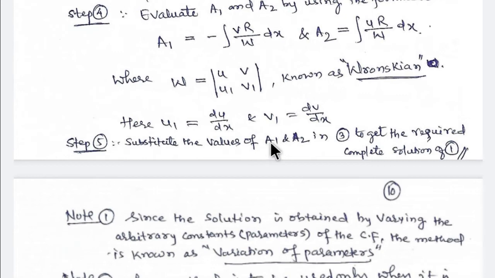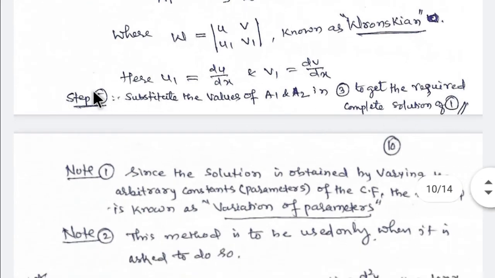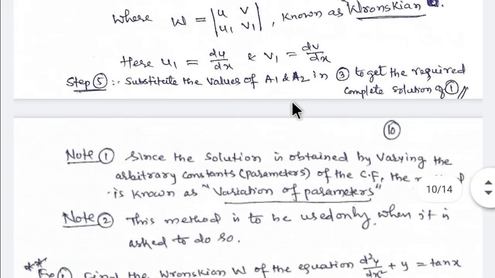Substitute the values of a1 and a2 in equation 3 to get the required complete solution of equation 1. This is the procedure for solving this linear equation 1. Then note the points to be noted.